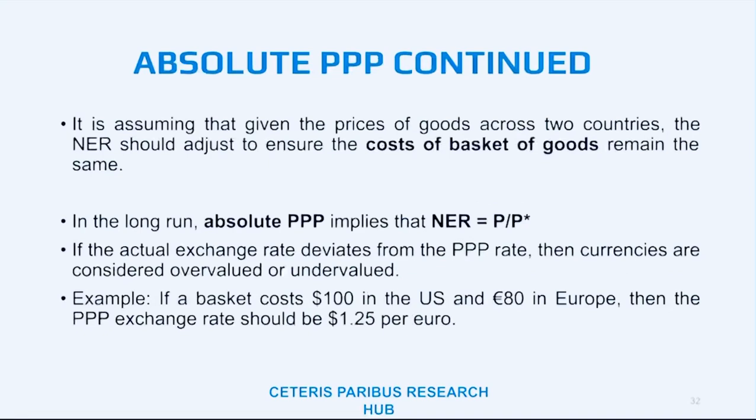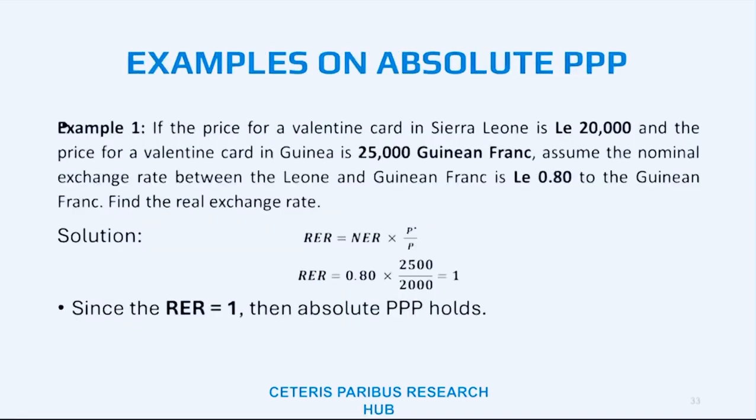it is in equilibrium. So assume you have a basket that costs $100 in the US and 80 euros in Europe. Then, given this information and given that we know that the nominal exchange rate is P over P star, the PPP exchange rate should be $1.25 per euro. So you simply divide US dollar 100 by 80 euros. It gives you 1.25 per euro. So this is vital.